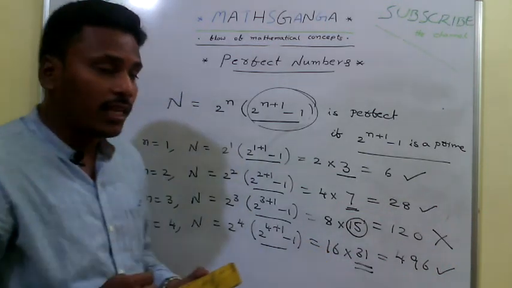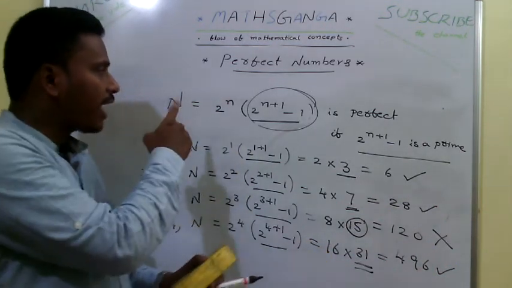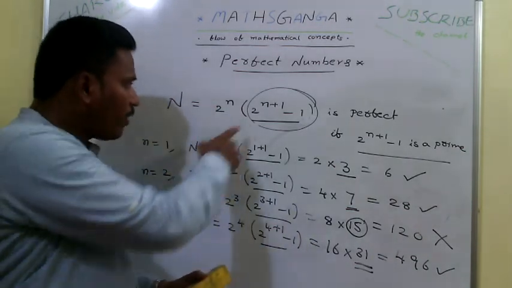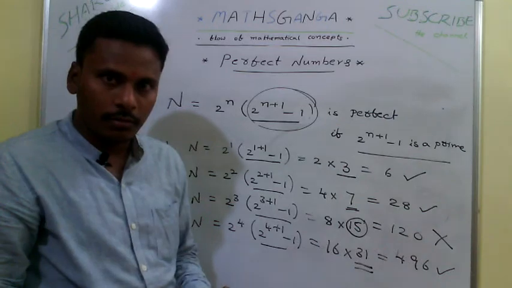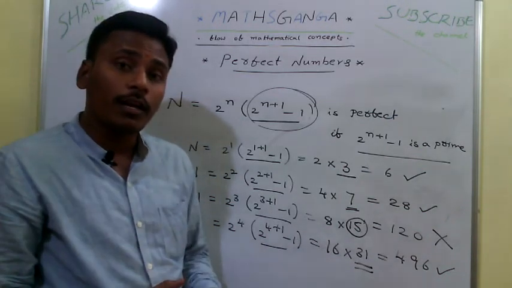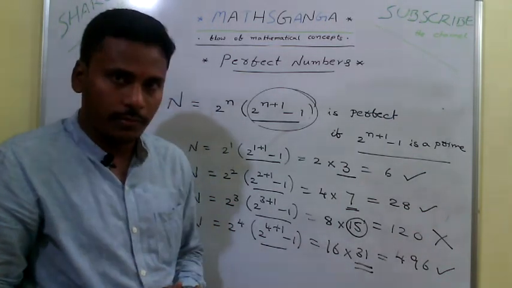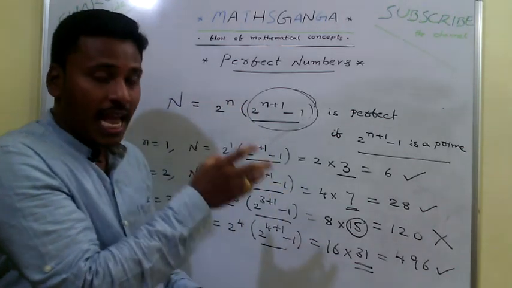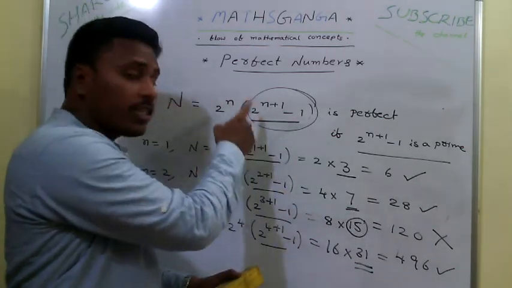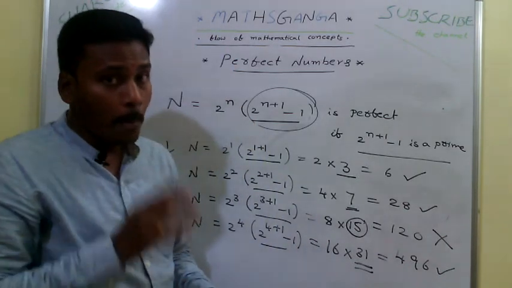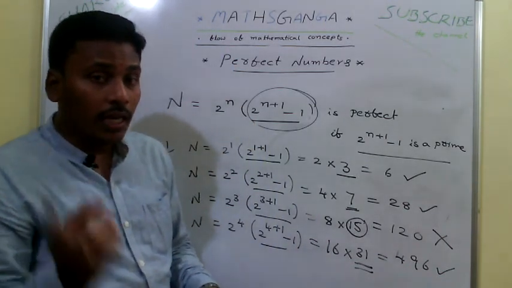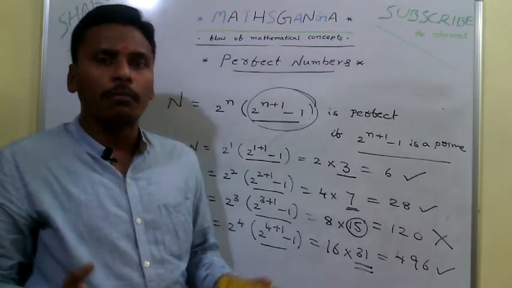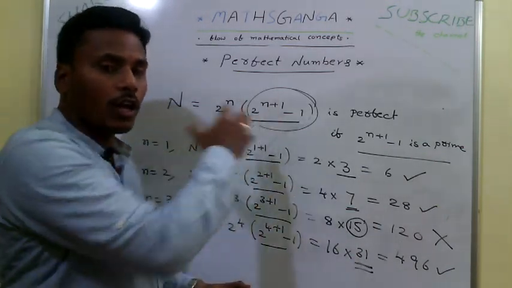Okay, see, the one thing is, if you take different natural values in the place of n, all those results, if it is a prime number, become a perfect number. Maybe there are some other perfect numbers which are not in this format. See, what Euler proposed is that numbers in this format are perfect, but every perfect number need not be in this format. So there may be some other perfect numbers which are not in this format also.